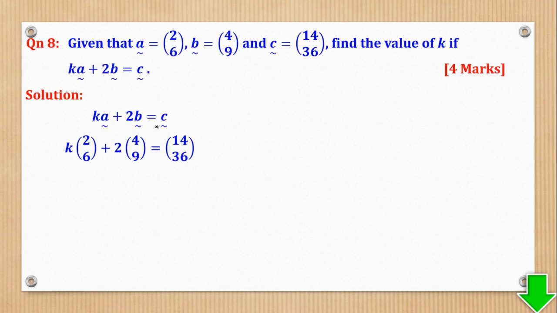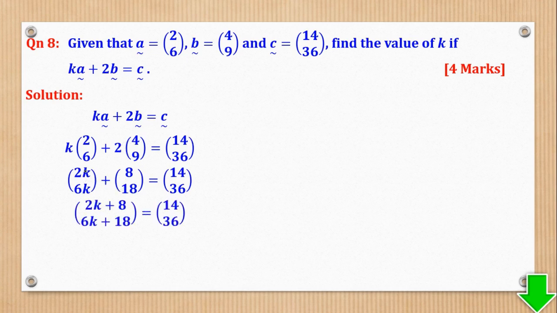Okay, then you should remember how to multiply a vector with a scalar. This k multiplies both up and down, or both the i component and the j component. So this i component becomes 2k, j component becomes 6k. Here the i component becomes 8, which is 4 times 2, and 4 times 9 is 18. Then addition. It is this plus this, which is that. This plus this gives you that.